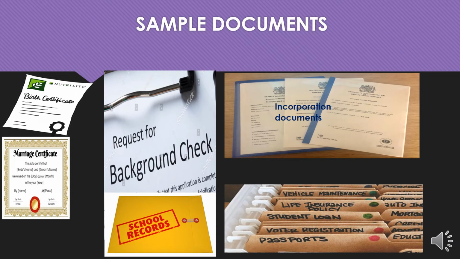Now, what are the types of documents that can be authenticated? The types of documents that need certification will vary depending upon the embassy requirements of the host country. Common examples of documents that require authentication or apostille include birth, marriage and divorce certificates, background checks, educational documents, incorporation or operational documents for corporations, personal or corporate legal documents.